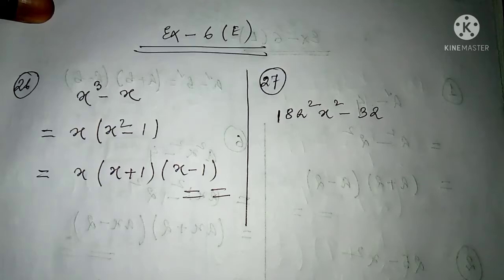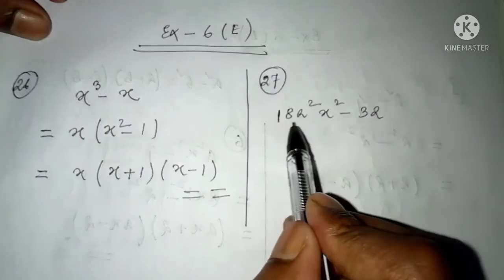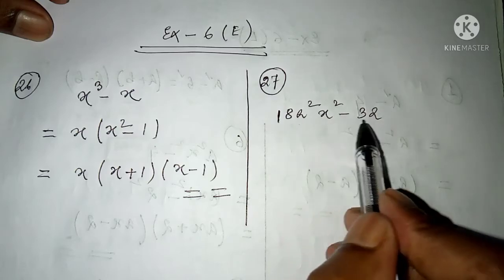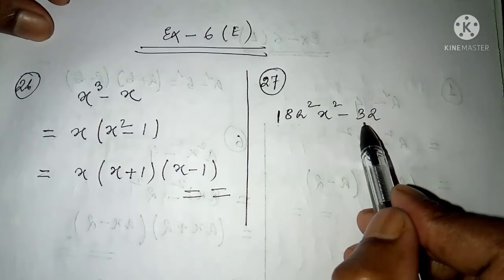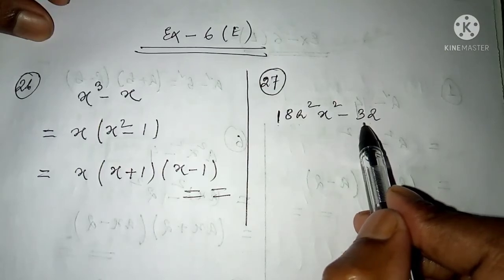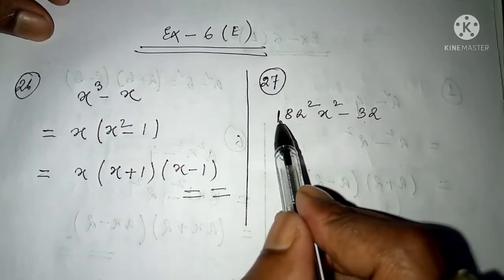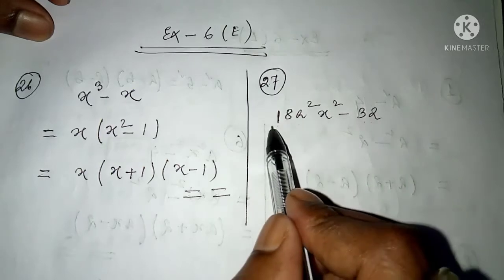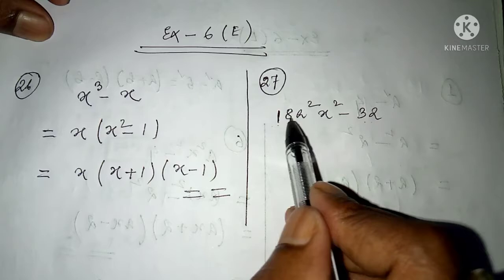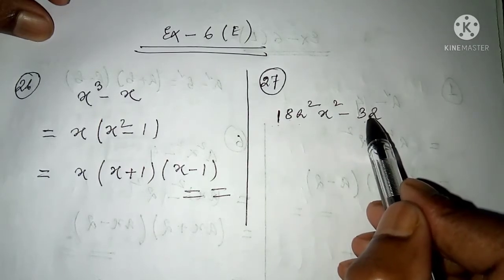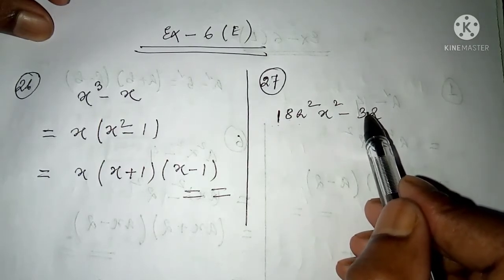Now you can see here, this is 27th question. This is little tricky. You can see here 18 a square x square minus 32. Now see, 18 is not a perfect square number and 32 is also not a perfect square number. Now see, but from both the numbers, if I take 2 common, then 2 into 9, that is your 18, that means 9 is a perfect square. Now 2 into 16 gives me your 32, again 16 is also a perfect square number.